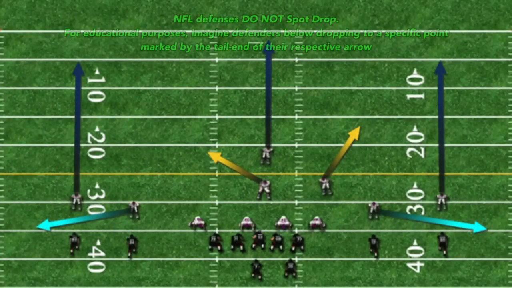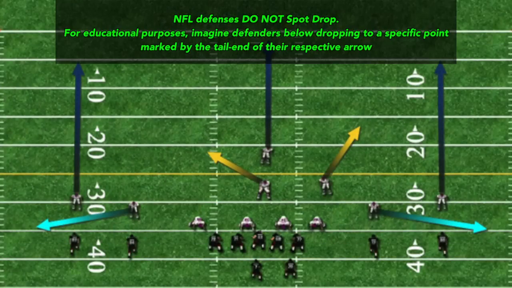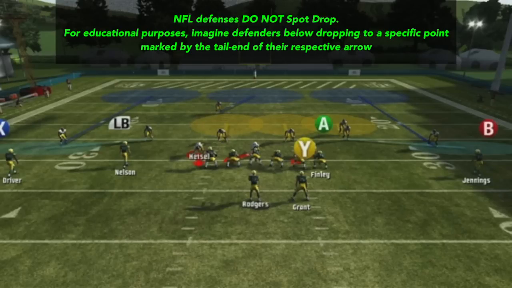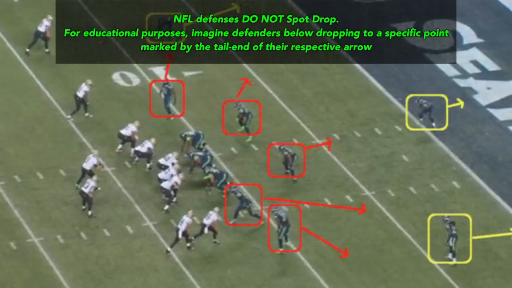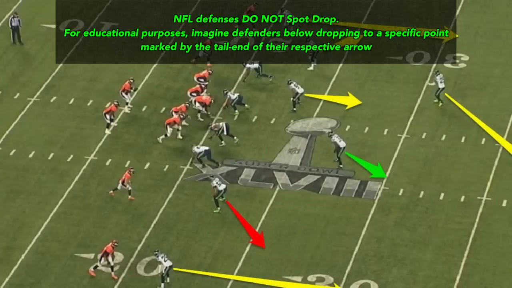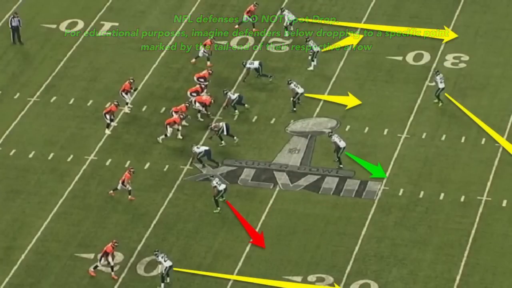So the first type of coverage is spot dropping, where zone defenders drop to specific landmarks. After reading pass, defenders drop to their spot immediately, then keep their head on a swivel while reading the quarterback's eyes. Spot dropping is simple to teach, it's simple to execute. But the downside is that defenders often get stuck covering grass because defenders are fixed to one spot.